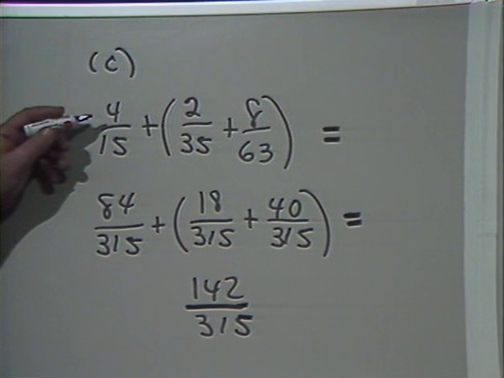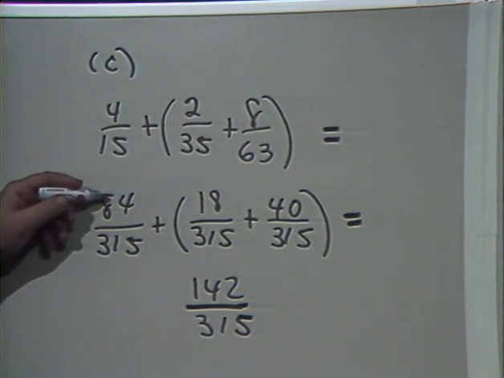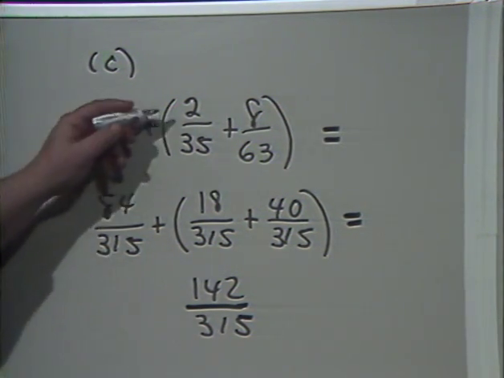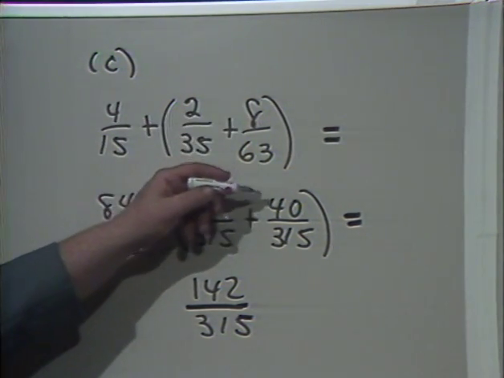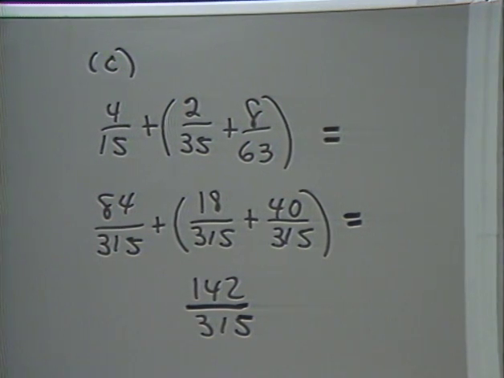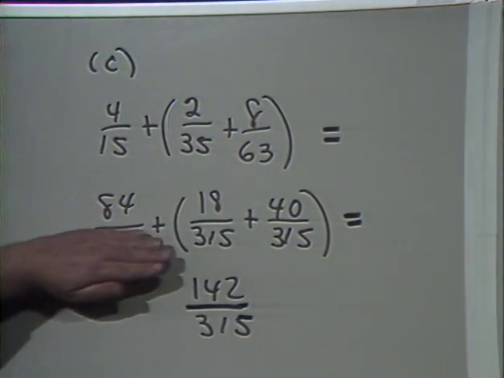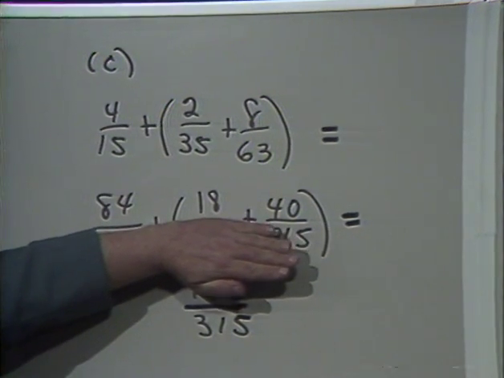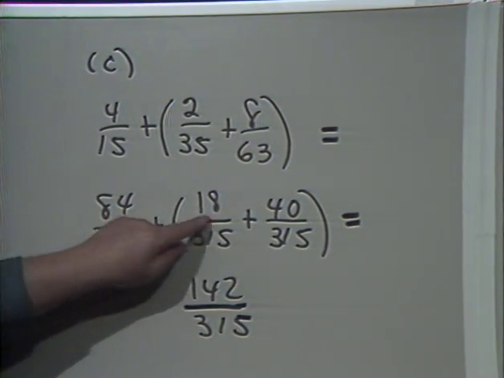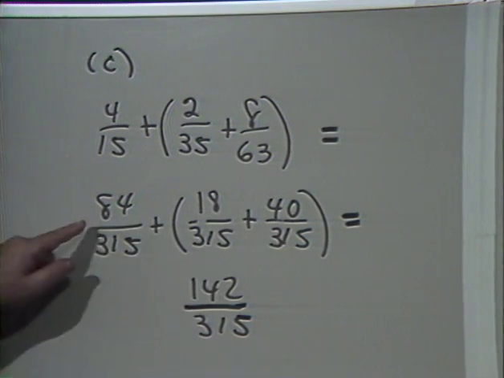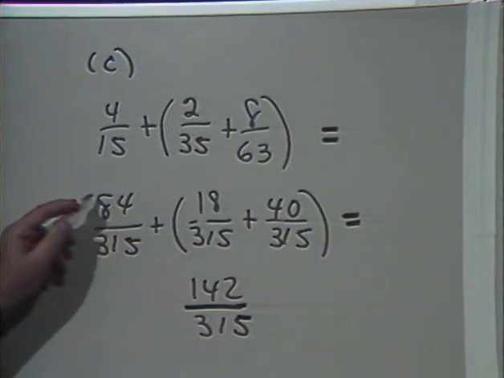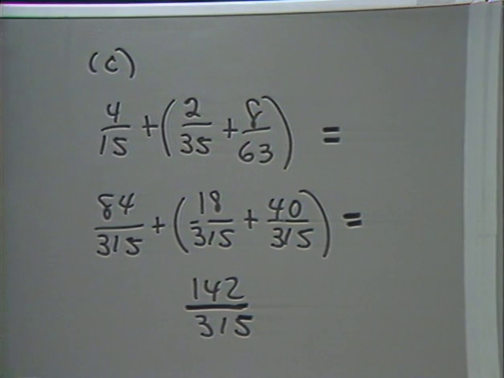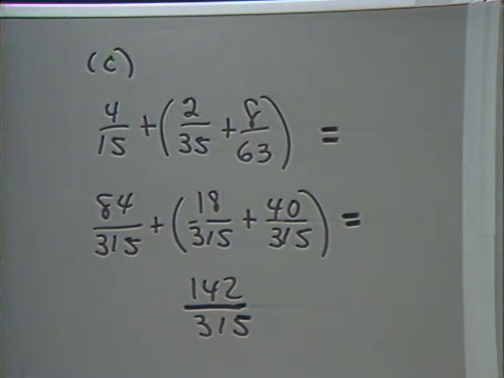In part B, I found out that 4/15 was the same as 84 over 315, 2/35 was the same as 18 over 315, and 8/63 was the same as 40 over 315. Now what do I do? I keep the common denominator. Pretend the denominator isn't there and just work with the numerators. 18 plus 40 is 58, and 58 plus 84 is 142, because the answer has to come out the same as before, since the addition of whole numbers is associative. So the answer is 142 over 315.